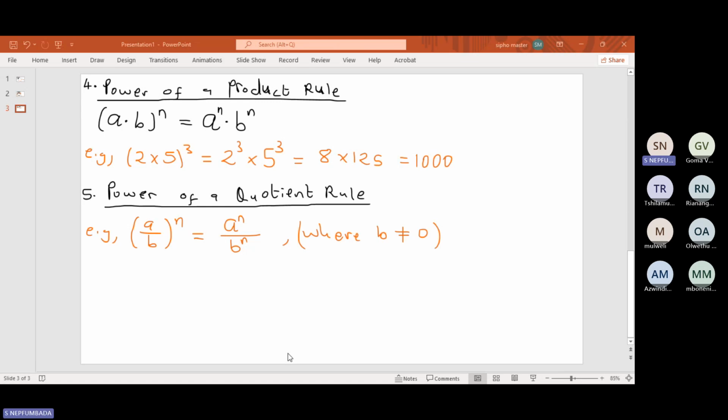Why is b not equal to 0? Guys, press your calculator. Say any number divided by 0 and tell me what happens. Any number divided by 0, what do you get? That's error. Yes, it's math error. That's why we're saying b is not equal to 0. Are we fine?